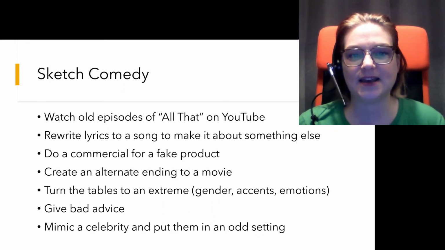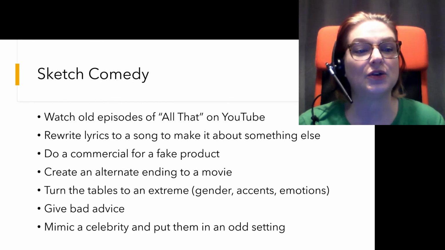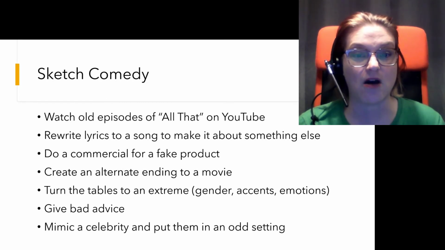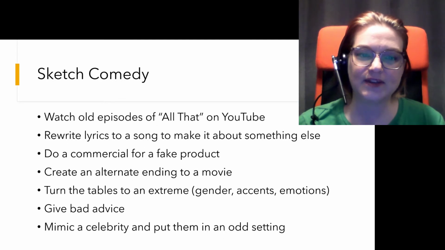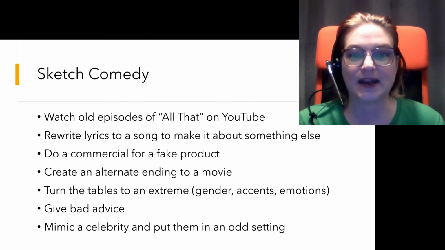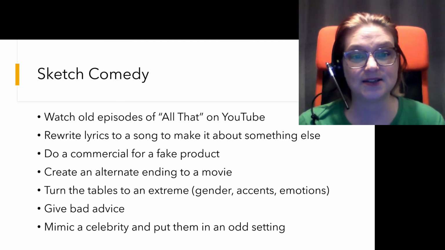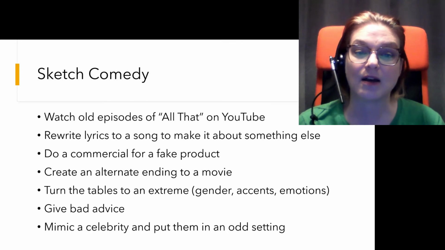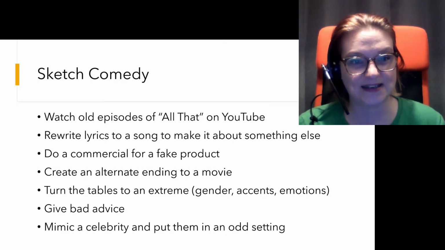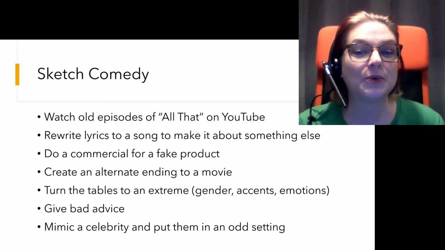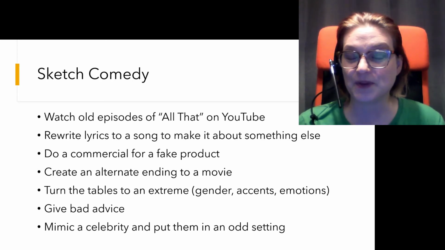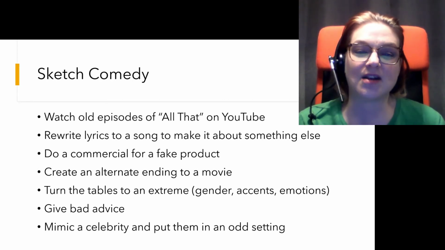The first idea I'm going to present to you is the idea that you could rewrite lyrics to a song. Remember what we talked about in previous episodes about what makes something funny. You need context, and so in this case, a familiar song, and then you need the unexpected. When we're familiar with the tune, but you surprise us with the story, that turns into comedy.